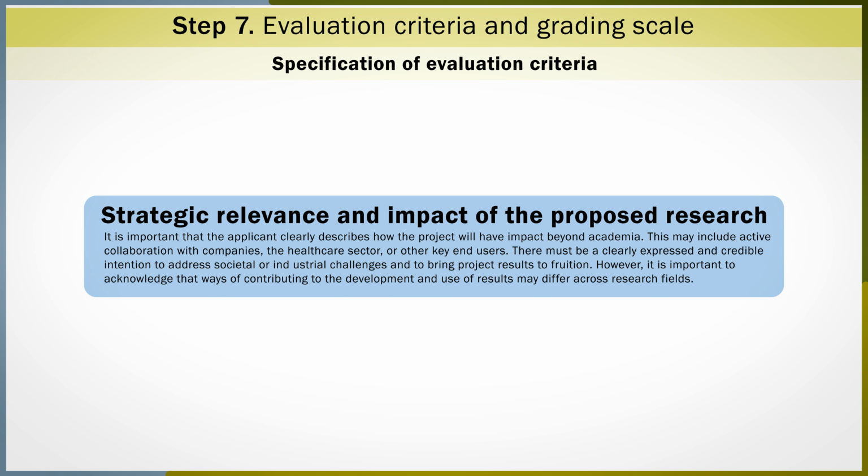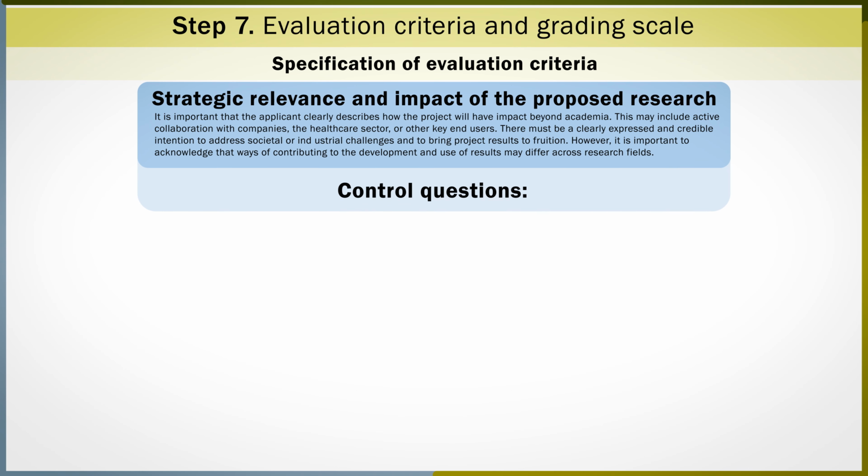Strategic relevance and impact of the proposed research. It is important that the applicant clearly describes how the project will have impact beyond academia. This may include active collaboration with companies, the healthcare sector, or other key end users. There must be a clearly expressed and credible intention to address societal or industrial challenges and to bring project results to fruition. However, it is important to acknowledge that ways of contributing to the development and use of results may differ across research fields. Control questions.